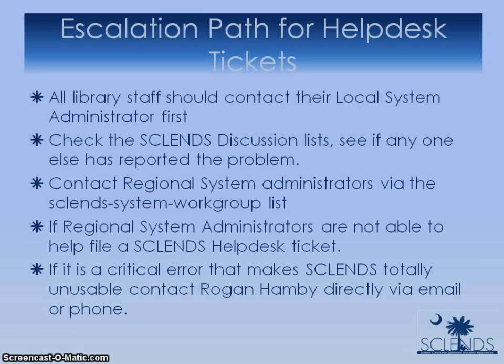Once it's determined that the problem is isolated to SCLens, the local system administrator should check the SCLens discussion list to see if anyone else is having the same issue. In addition, contacting the regional system administrator is a good idea at this point. If a regional system administrator cannot be contacted, then proceed with opening a help desk ticket. Also, if the problem is severe, Rogue and Hamby may be contacted directly via phone or email. While this path isn't set in stone, it's a good process to follow. The goal is effective communication and a quick response to solving SCLens problems.